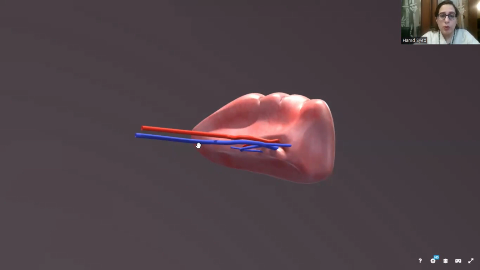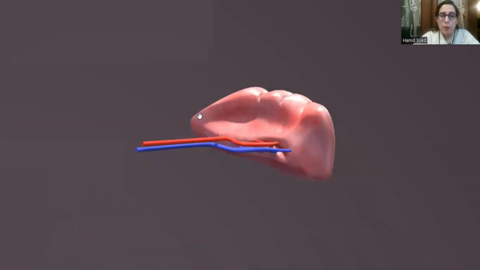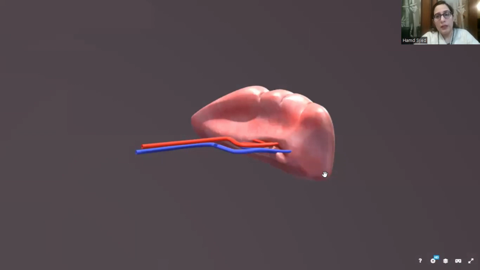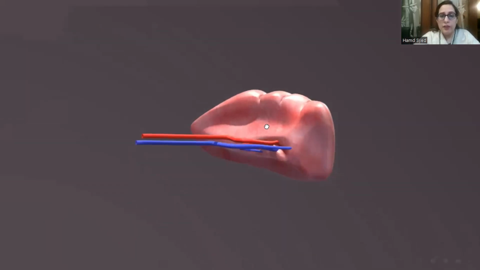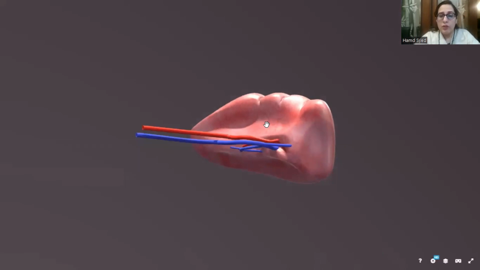So this here is the posterior extremity or the posterior pole of the spleen. And here is the anterior pole or the anterior extremity of the spleen. Now let's look at the visceral surface in detail. The visceral surface has further a few impressions.